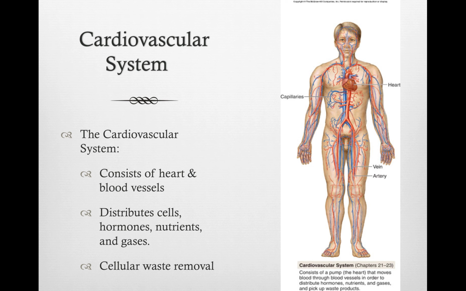The cardiovascular system consists of the heart and blood vessels. So we're talking about how we distribute things throughout the body: cells, hormones, nutrients, gases, and wastes as well. How we distribute them throughout the body, and how we remove those wastes from the cells and ultimately get them out of the body, is also a function of the cardiovascular system.